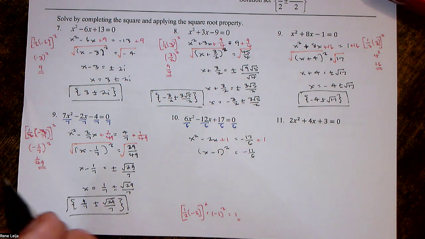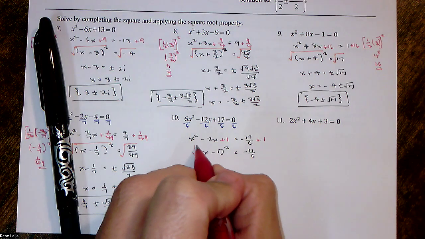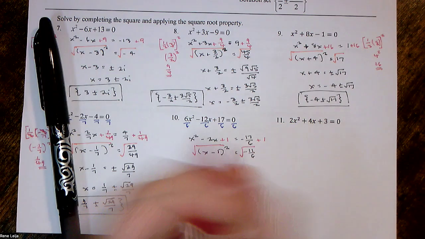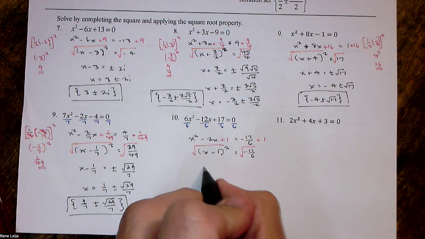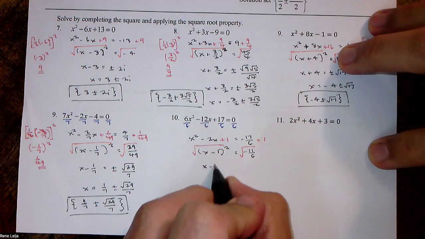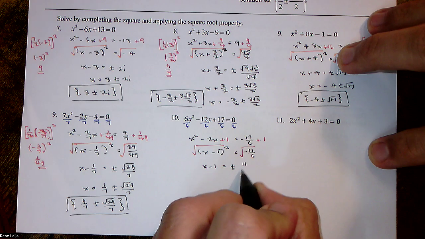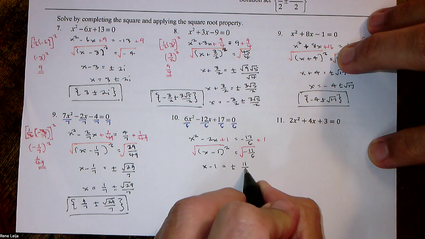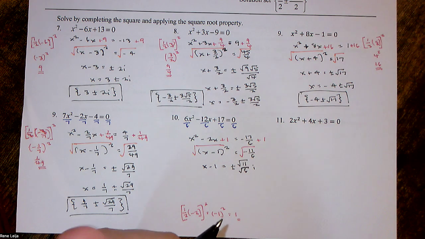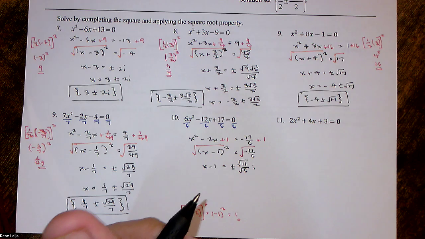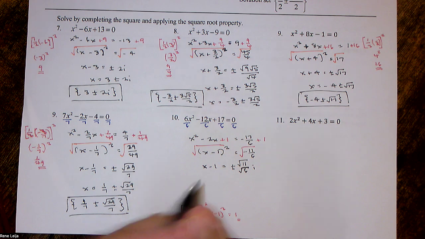Okay. Now we're going to take the square root of both sides. Okay. So we get x minus 1 equals plus or minus. Then we have, I'm going to go ahead and split this up. Square root of 11 over square root 6 times i. Now, we have to rationalize this denominator.